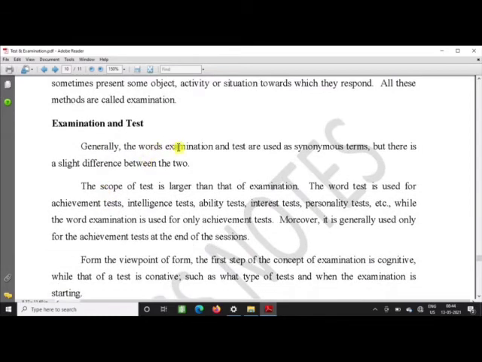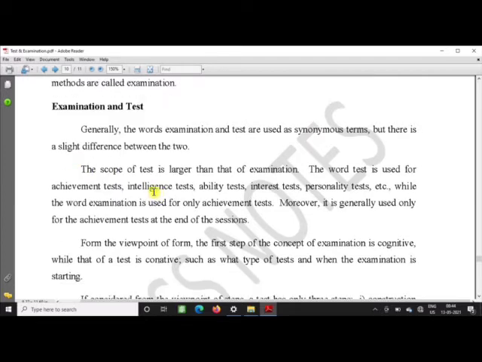Examination and test. Generally, the words examination and test are used as synonymous terms, but there is a slight difference between the two. The scope of test is larger than that of examination. Why? Because test includes achievement test, intelligence test, ability test, interest test, personality test, and all. But examination is used only for achievement tests.